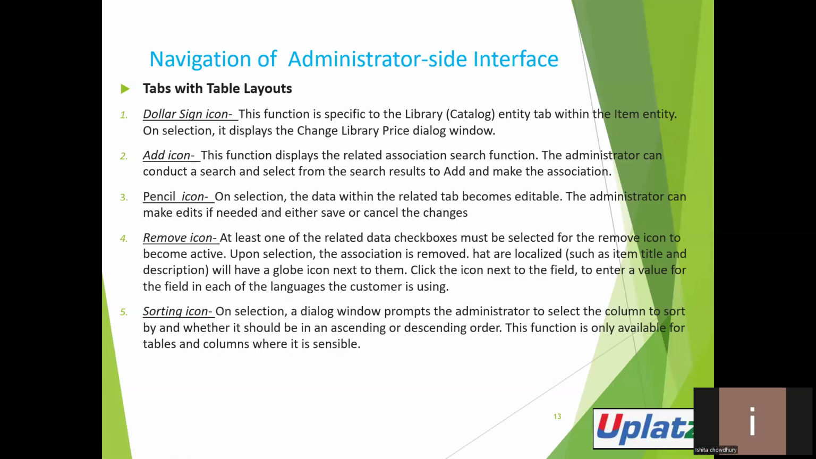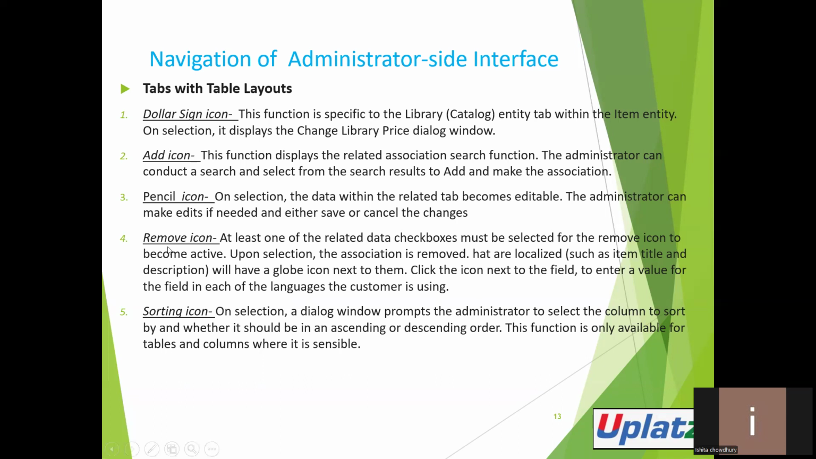What is next? Next is the add icon. This function displays the related association search function. The administrator can conduct a search and select from the search results to add and make the association. What does the pencil icon mean? On selection, the data within the related tab becomes editable. The administrator can make edits if needed and either save or cancel the changes. Like we have seen, what is the significance of save and cancel?